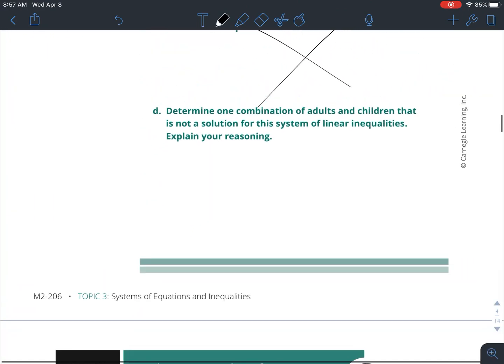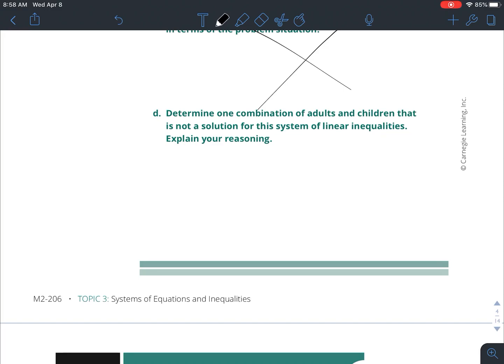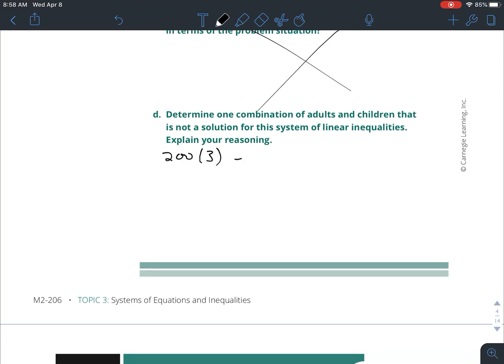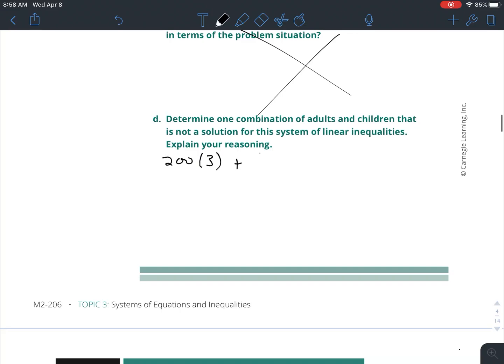Okay, so if we remember back to our formula of 200A, so A is the adults, so there's going to be 3 adults because you're including Chase, plus, we said 1 child. Let's see if that comes out to be less than or equal to 800. So 200 times 3 gives us 600. 100 times 1 gives 100. So 600 plus 100 comes out to be 700, which is less than or equal to 800, which works.